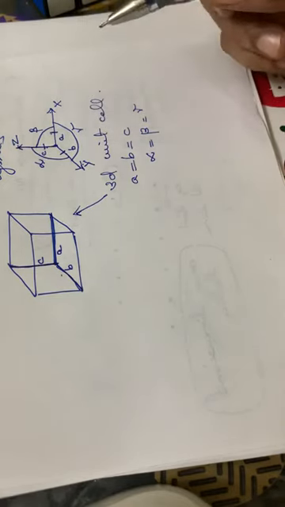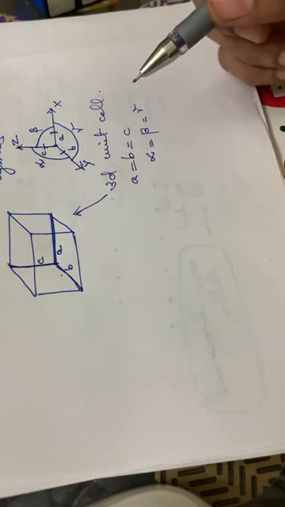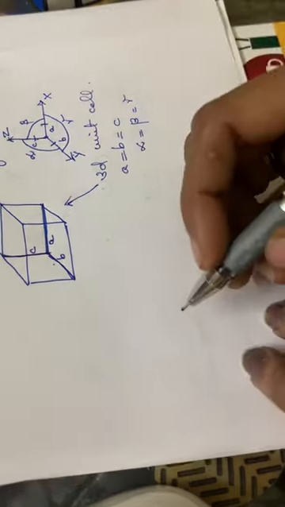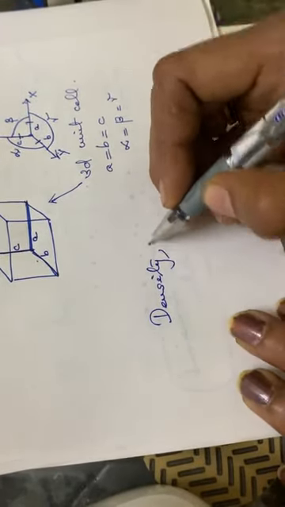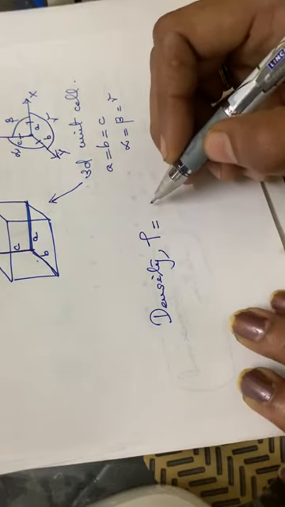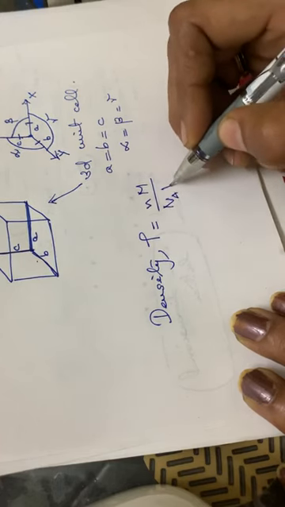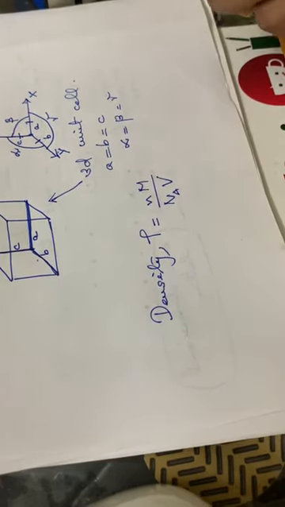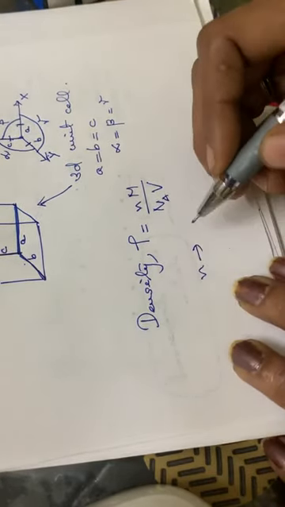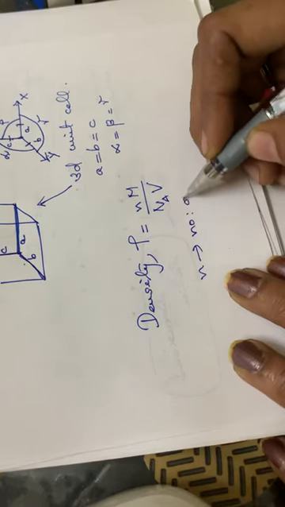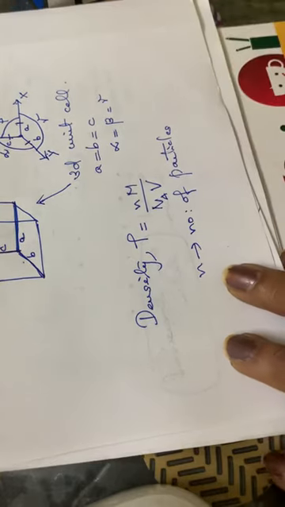Then the next one, you have to calculate the density of the crystal. The density of a crystal can be calculated by the formula: density, usually denoted by the letter rho, is equal to small n into capital M divided by Na into V. Here small n is the number of particles, atoms or ions, whatever species, let it be small n.